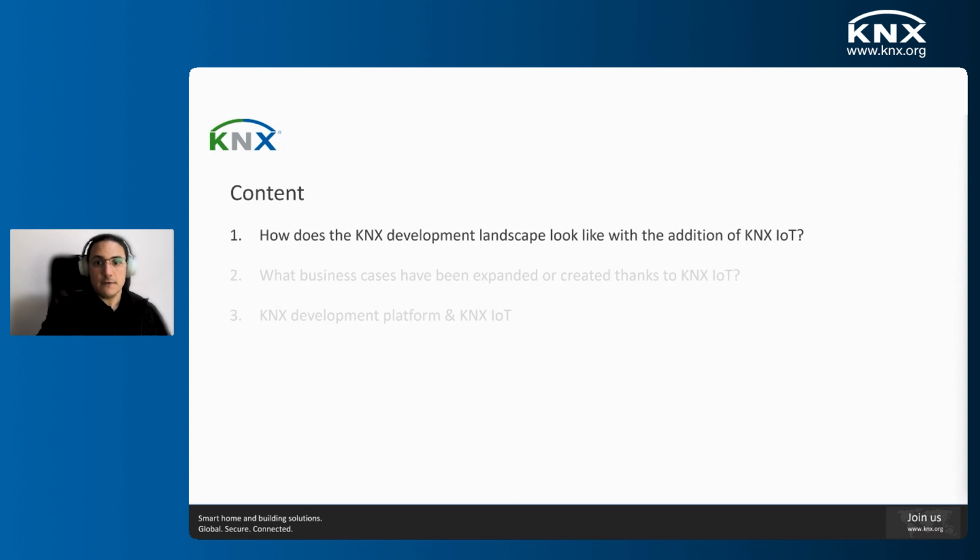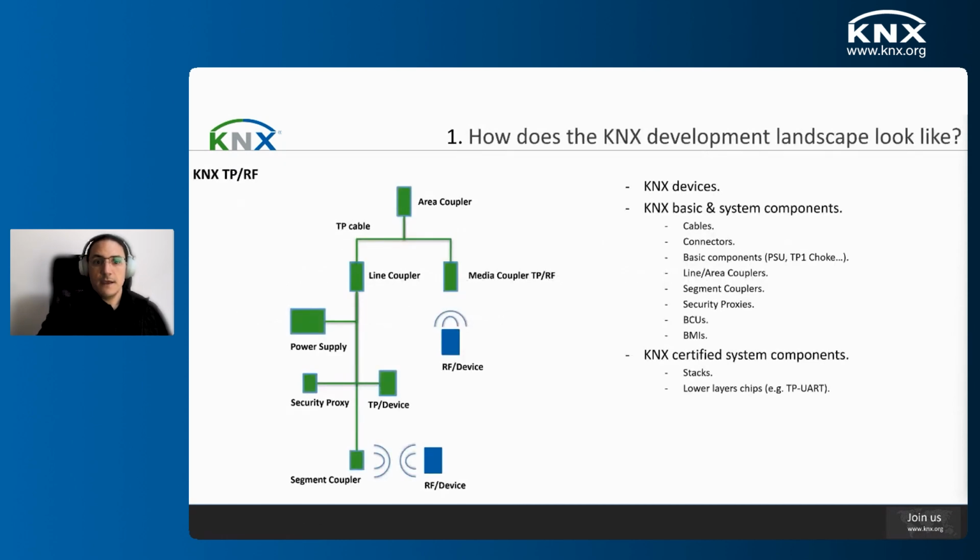Our first point, how does the KNX development landscape look like with the addition of KNX IoT? Well, this is our well-known twisted pair radio frequency landscape, which is known already for many years. It consists of devices, system components, and certified system components that can be used for development purposes. Even though this has been in the market for more than 30 years, it's still growing. For example, two very recent additions, the security proxy and the segment coupler. But those are device profiles that are not in our target today.